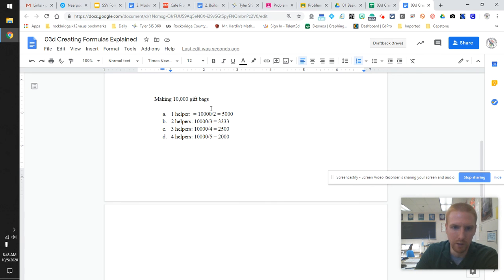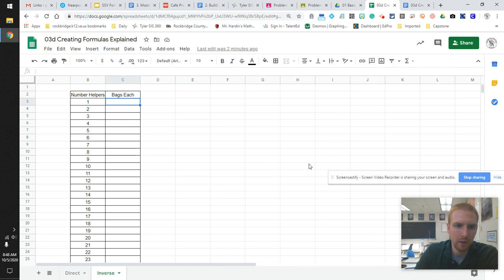And it's just a little tricky here because 1 helper means 2 people total. 2 helpers is 3 people total. And so you just have to be careful with that. But here's the easy way to do it. So 10,000 equals 10,000 divided by, all right. Now, if I have 1 helper, that's 2 people total. So all I got to do is, there's 2 right there. Click on it. There we go.